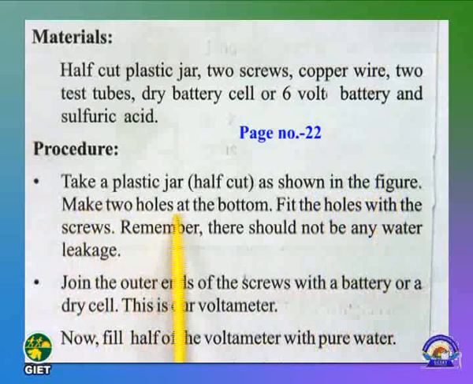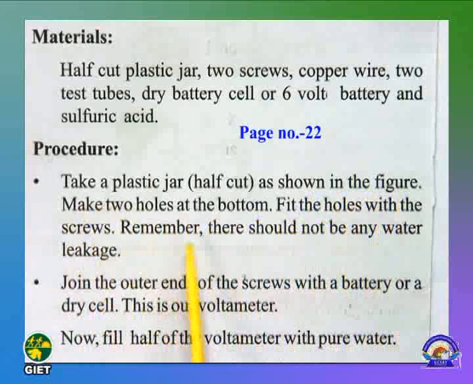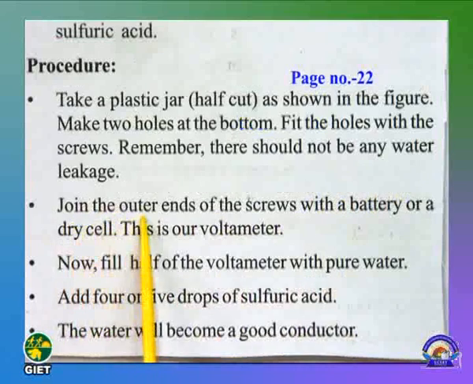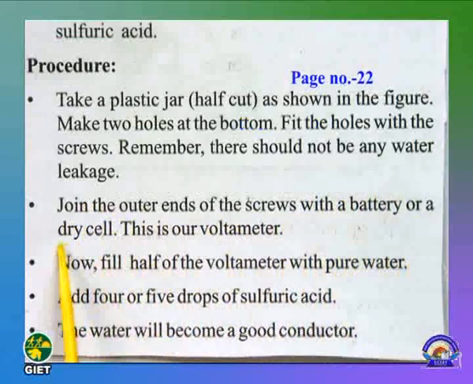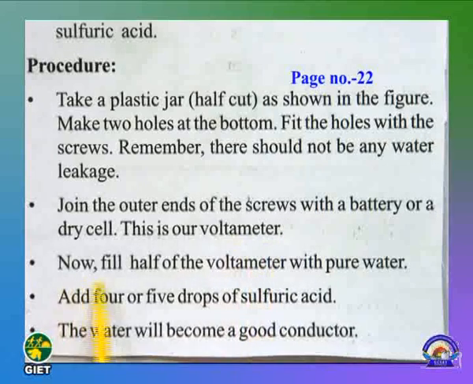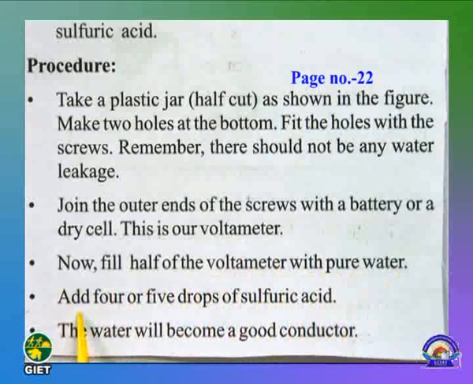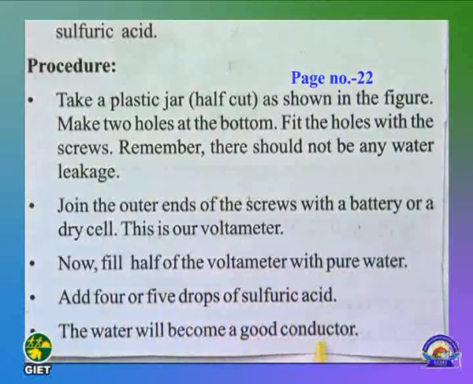Make 2 holes at the bottom. Fit the holes with the screws. Remember, there should not be any water leakage. Join the outer ends of the screws with a battery or a dry cell. This is our voltmeter. Now, fill half of the voltmeter with pure water. Add 4 or 5 drops of sulfuric acid. The water will become a good conductor.